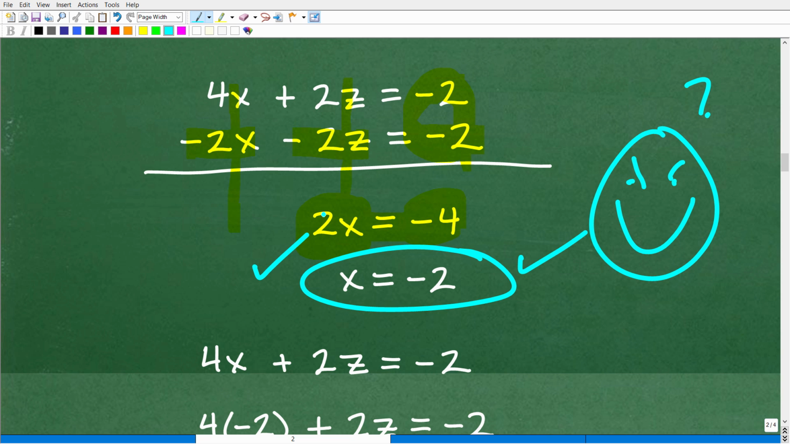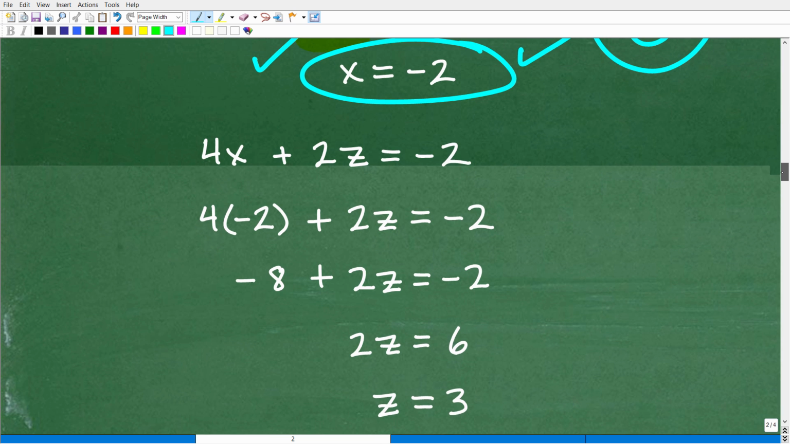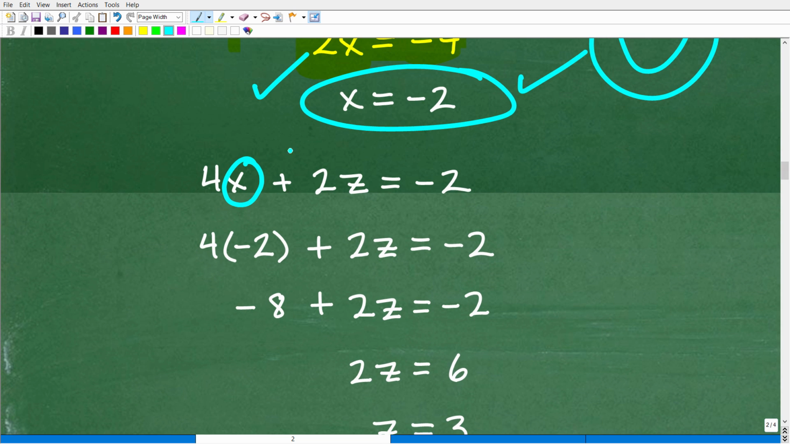All right, so I got x is equal to -2. Now this is going to be easy, because we're going to take this answer to get our z variable. Remember, all I have to do is plug in what I just got for x, which is -2. We'll replace that x with -2 to solve for z. We could do this in any one of those equations.